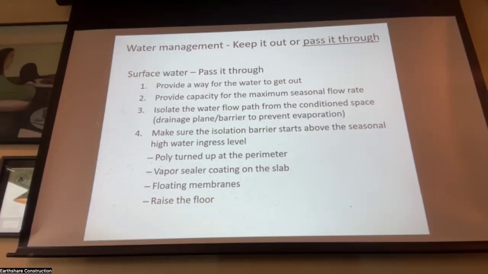But if you're below the brook or the river or whatever with your basement, you have to either put in a floating membrane, drain it, or you can raise the floor to above the seasonal high water level. I'm going to show you a picture of an application with it.